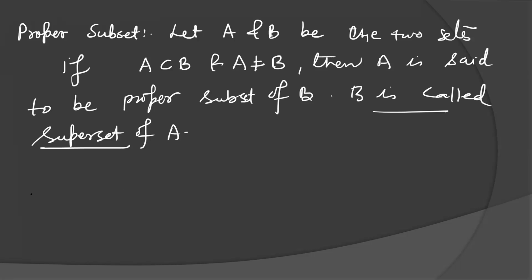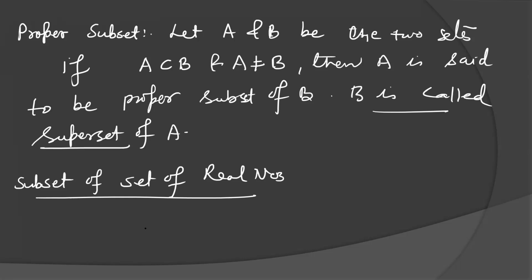Next is subsets of real numbers. If we see on the real line, natural numbers are a subset of integers. Integers are a subset of rational numbers. Rational numbers are a subset of real numbers.